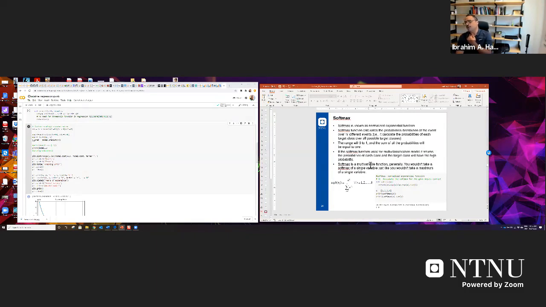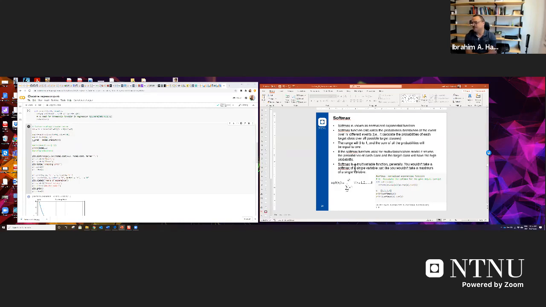So for example, the output in case of the iris data set, maybe one output will be 0.6, maybe the other one will be 0.2, 0.3, and the other one will be 0.1, right? So the summation must be equal to 1. The softmax function is used for multi-classification models, and it returns the probabilities of each class. The one with the highest probability will be the target class.